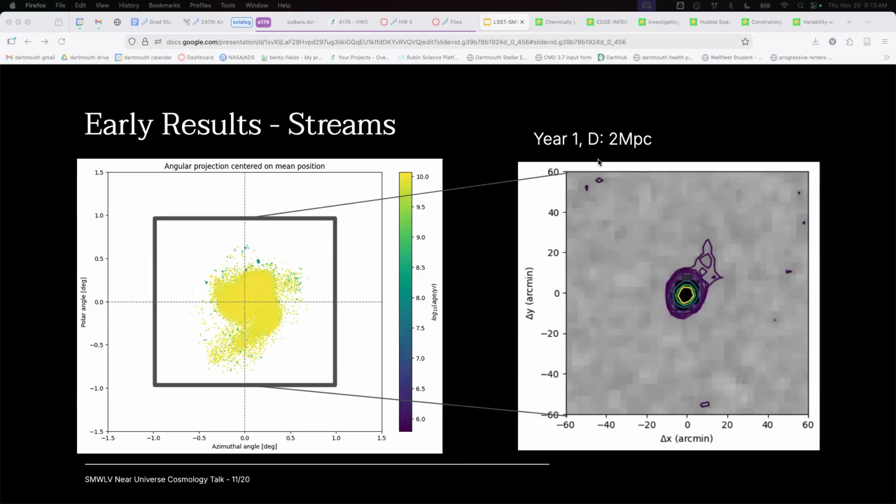Oh, it was 2 megaparsecs. These ones that I'm showing are 2 megaparsecs. We pick 2 and 4 because 4 is kind of the limit that we'll see resolved stars at with any level of completeness. And 2 is kind of the closest LMC/SMC mass satellite that isn't the LMC and SMC themselves in LSST's footprint. So again, just kind of bookending the range of things that we'll see, closest and furthest.